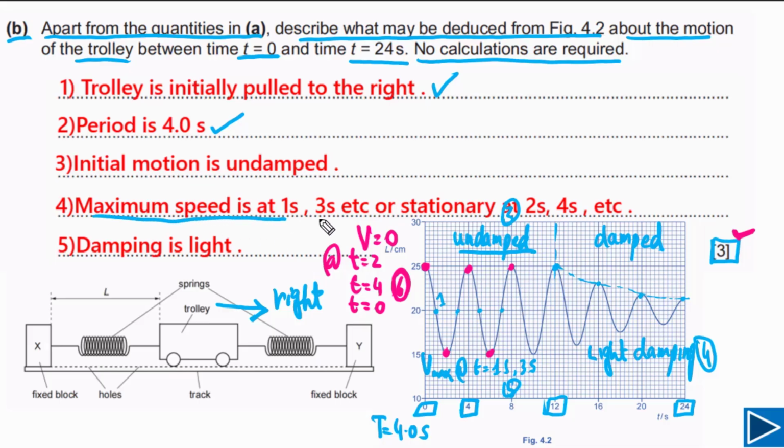Maximum speed is at t is equal to 1 second, meaning the speed is maximum here, and the trolley is stationary at these points, meaning t is equal to 2 seconds, 4 seconds, even 0 seconds, as we have discussed. Damping is as we have discussed here. So you can write down any 3 points, and you will get 3 marks. Each mark is a P mark, meaning this has to be in your answer. You can include any 3 points from here.